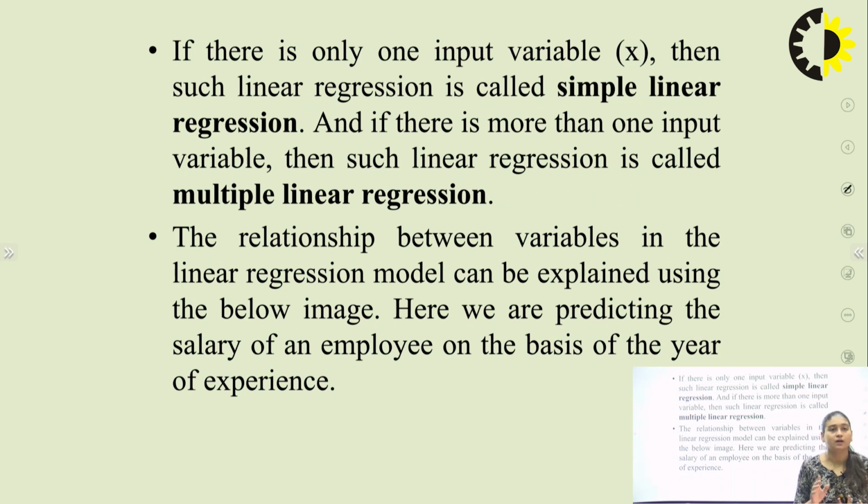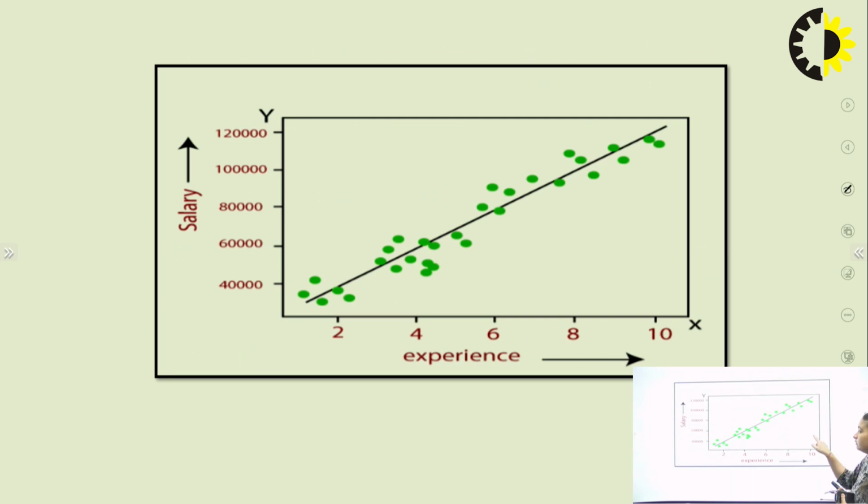So if there is only one input, then such type of regression problem is known as simple linear regression. And if there is more than one input variable, suppose I am having 2, 3 independent variables to predict a particular variable, then such type of regression is known as multiple linear regression. So the relationship between the variables in the linear regression model can be explained by this particular figure, by this particular image, you can say.